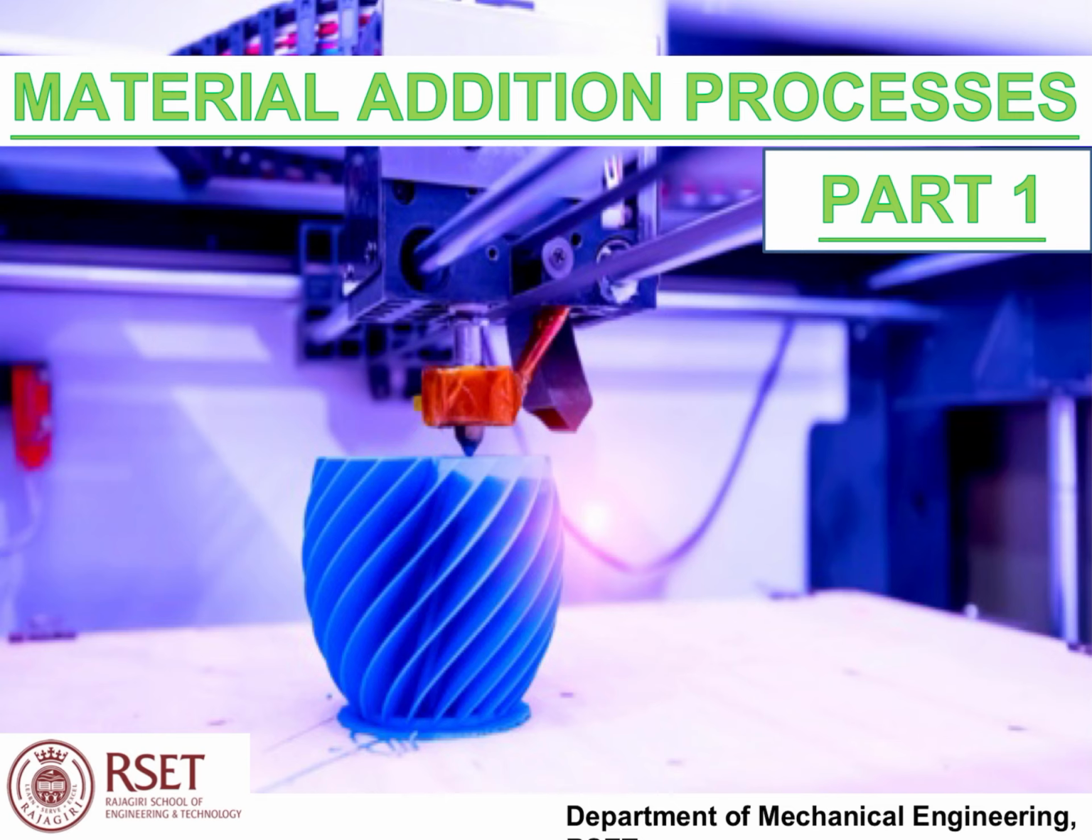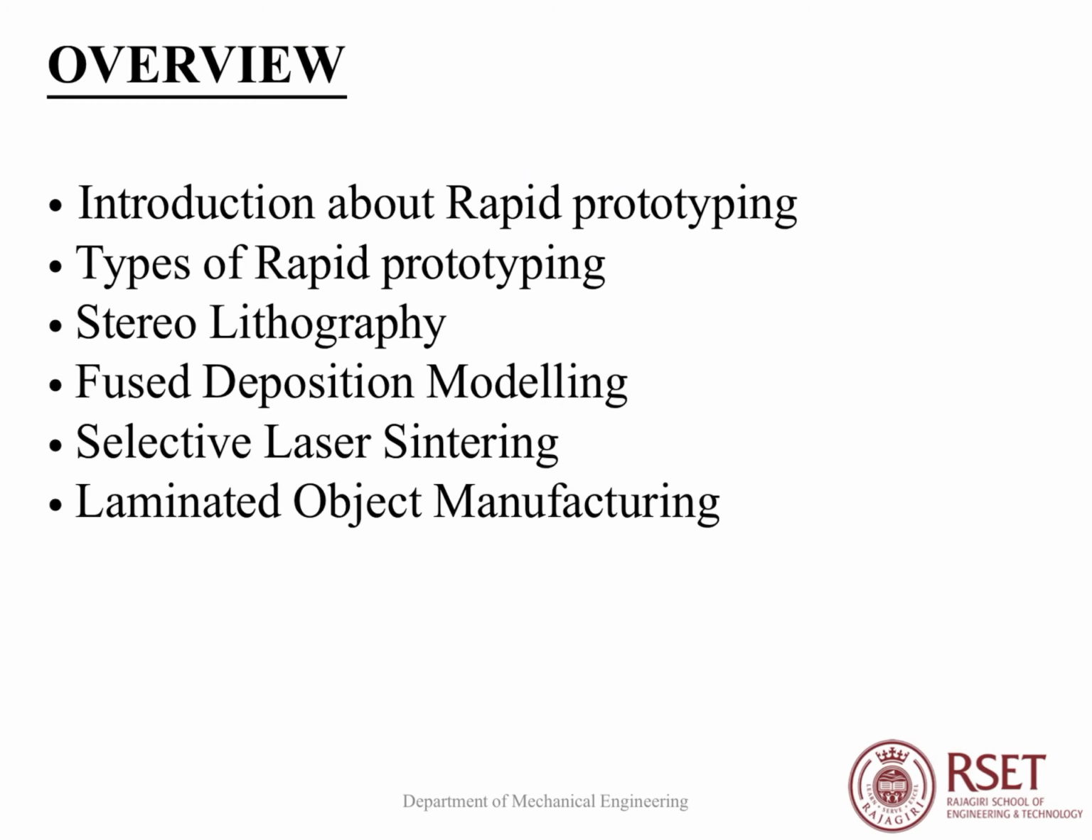Today we are going to discuss Material Addition Process Part 1. This is a part of the 6th module. In this lecture, the topics we are going to cover are the introduction to rapid prototyping, types of rapid prototyping, stereolithography, fused deposition modeling, selective laser sintering, and laminated object manufacturing.